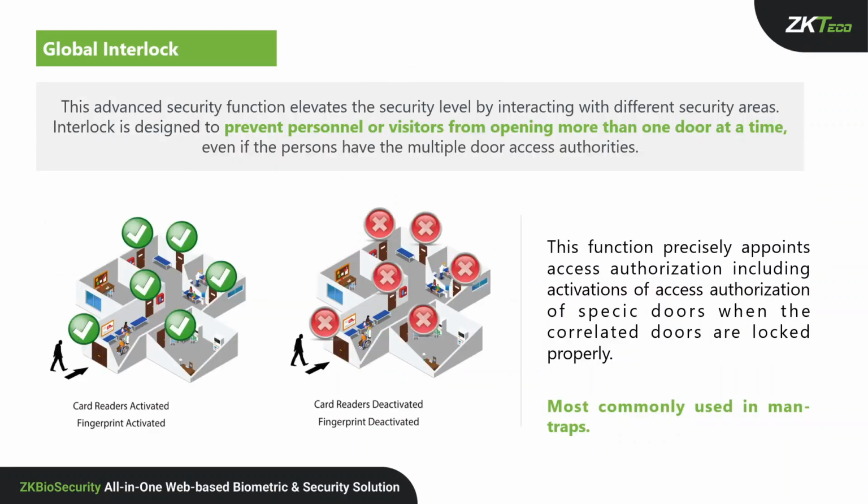Global interlock. As I explained a while ago, this is global. For an interlock, it should be from one door to at least 2 doors. But for this global interlock, it works across multiple devices, not only one device. One more thing, the interlock and global interlock will work only for controllers. It will not work for standalone devices.